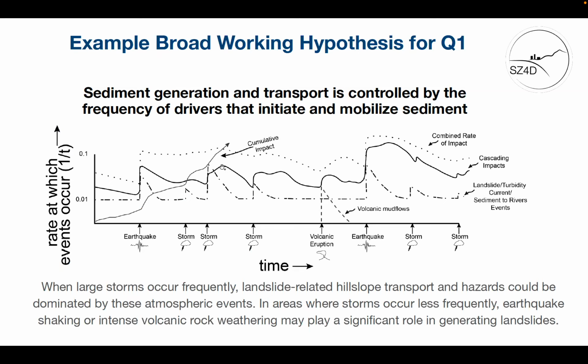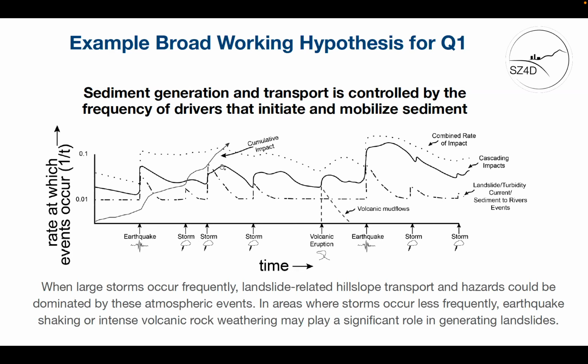Here's an example of a broad working hypothesis that we came up with for question one. Sediment generation and transport is controlled by the frequency of drivers that initiate and mobilize sediment. That's just an example of a hypothesis. If we pose this hypothesis, we can say when large storms occur frequently, landslide-related hillslope transport and their hazards could be dominated by atmospheric events. In areas where storms occur less frequently, earthquake shaking or intense volcanic rock weathering may play a more significant role.